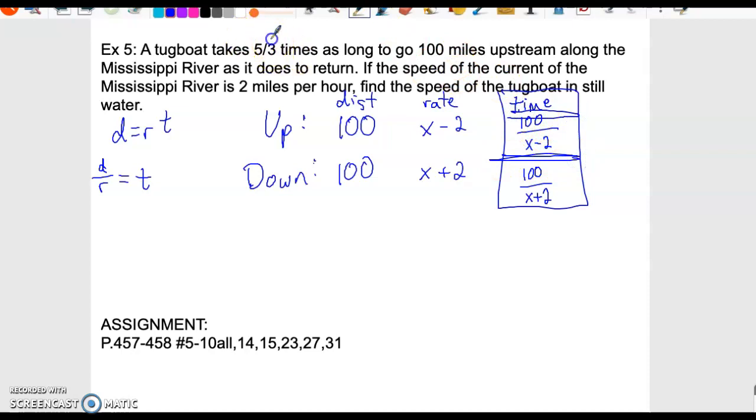Because then we'll return to this statement that it takes 5/3 times as long to go 100 miles upstream instead of downstream. So what that means is I'm going to take that 5/3, I'm going to multiply by the time downstream, so that's 100 over x plus 2, which would equal the amount of time it takes us to go, I think I said it wrong earlier, upstream. So this is how we would set up that equation, and now we're ready to solve.